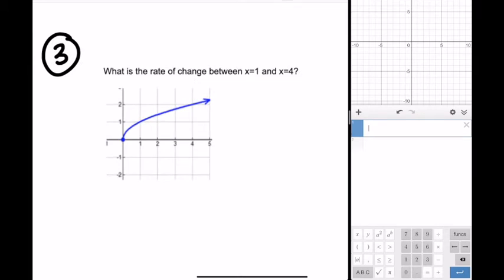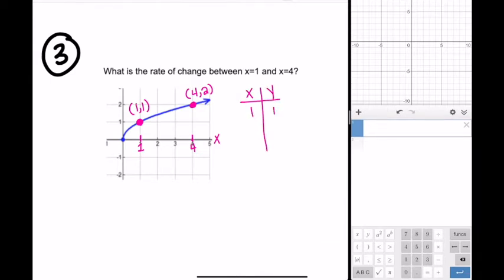What is the rate of change between x equals 1 and x equals 4? So from this graph, what we can do is find the 2 points that it's asking us to find. So between x equals 1, so remember this is our x-axis, so this is x equals 1, and at x equals 1 we have this point on the graph. So this is the point (1, 1). When x equals 4, the point on the graph is (4, 2). So we want to find the rate of change between these two x values.